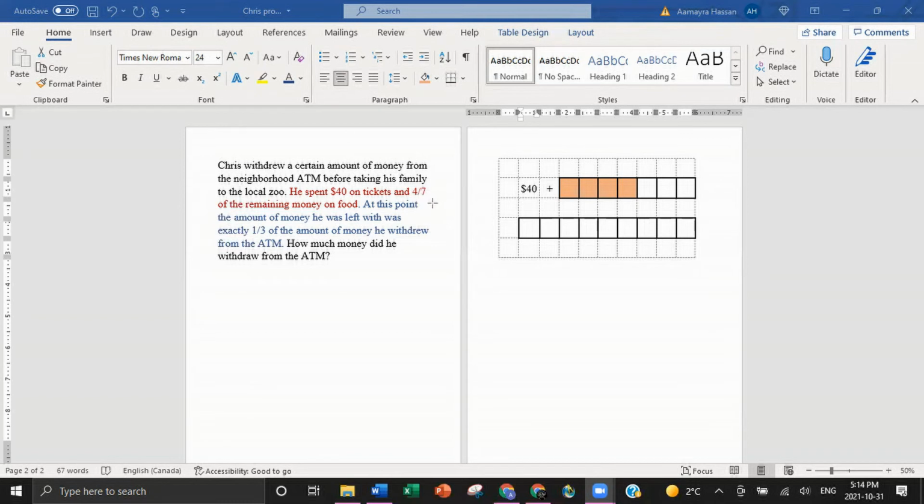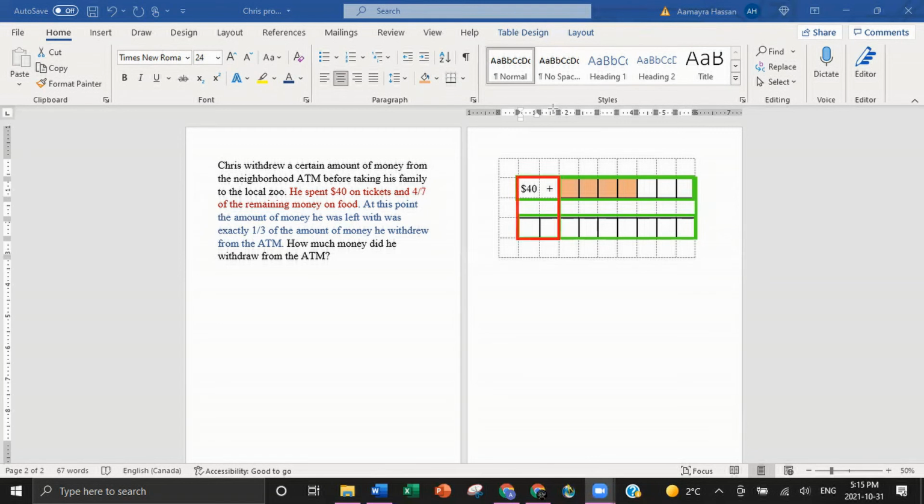All right, so we already know that the top line, the $40 plus the sevens, is the entire amount of money he withdrew from the ATM. And we know that these 9s right here is also the amount of money he withdrew from the ATM. So these 7s up here can be these 7s over here, meaning these $40 has to be these 2 cells. So if 2 cells are $40, then 1 cell must be 40 divided by 2, which is 20.